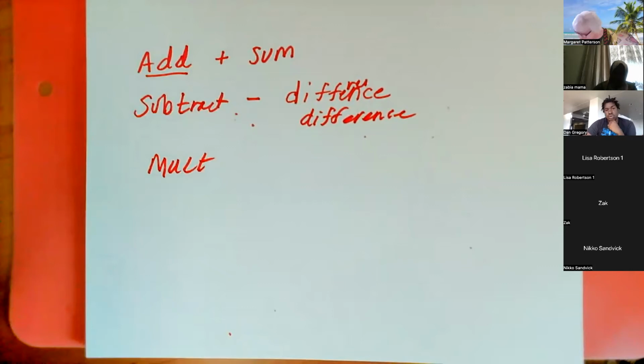And then multiply. There were symbols for multiply. The X, the dot, the parentheses, right? These were all multiplication symbols. And does anybody remember the word? Quotient, something like that. That's for divide, but I'm glad you're remembering these. Product was the word. So that was product. And then finally, with division, it was quotient.